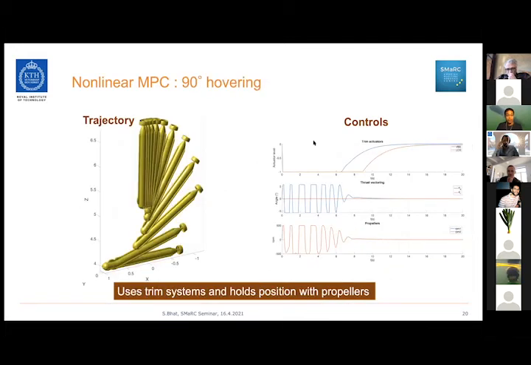If it had to hover at 90 degrees, to go up from where it's standing and stay at 90 degrees hovering, we could use this turbo turn sequence again just to hold its position and then use the trim actuators to trim it to 90 degrees. And this as well used a different combination of actuators. So you could use the propellers and the trim at different stages. And this controller was able to exploit those couplings.